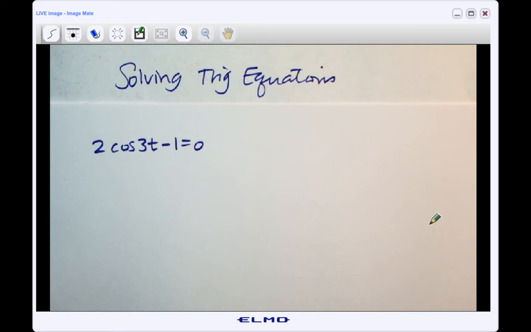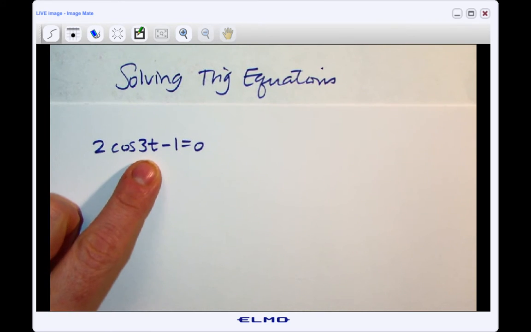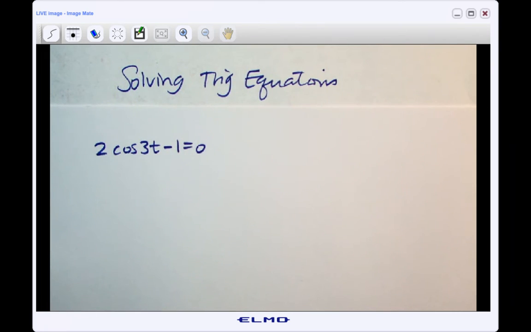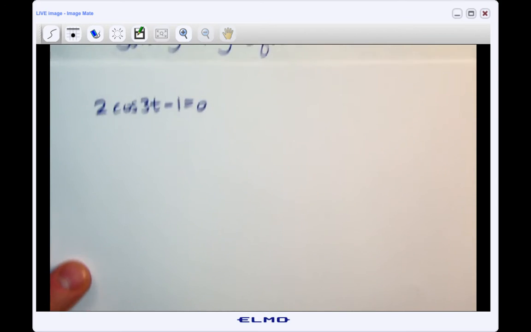This one is different than any of the ones that we've done before. And why is it different? Because this is not just an x or just a t. Now we have a 3t inside, okay? A 3x or whatever you're solving for. Okay, so that's going to be different about this one. Now, I'm going to do everything the same way up until that point.